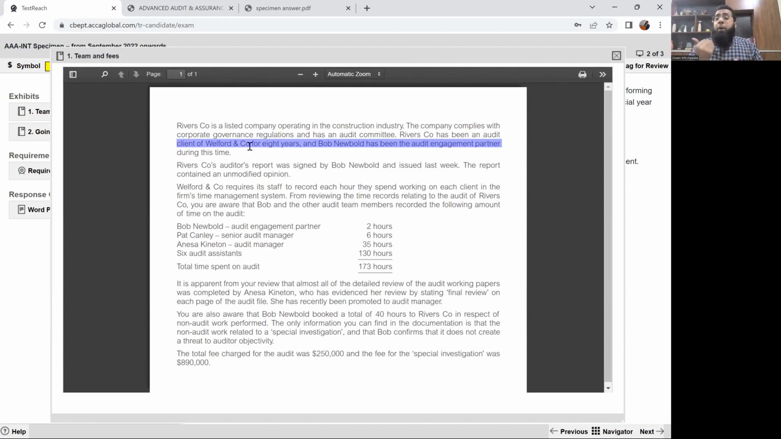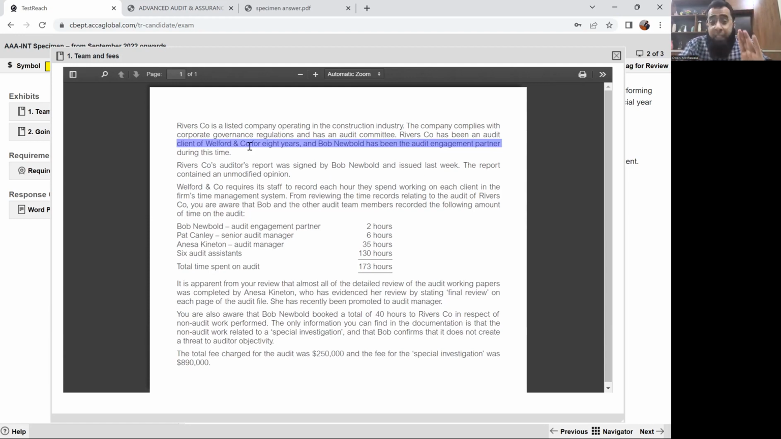If you people remember, we identified this issue in the previous class, that the same partner is doing audit for 8 years. In case of listed companies, a single audit partner cannot do audit for more than 7 consecutive years. The audit partner needs to be rotated.